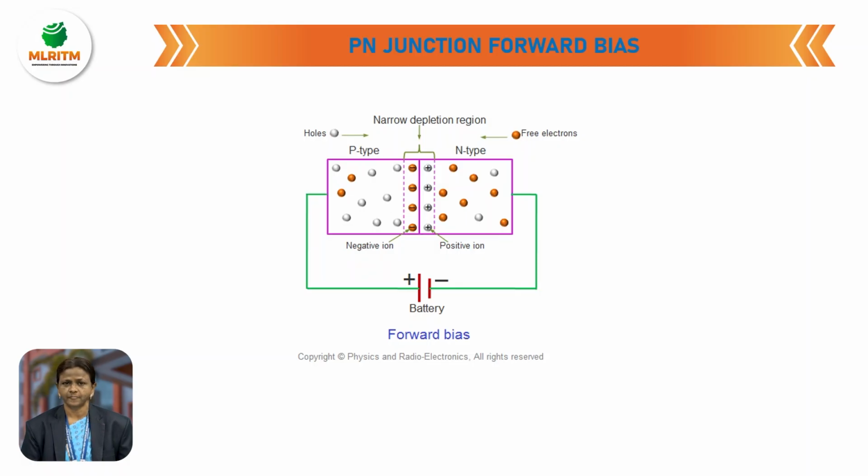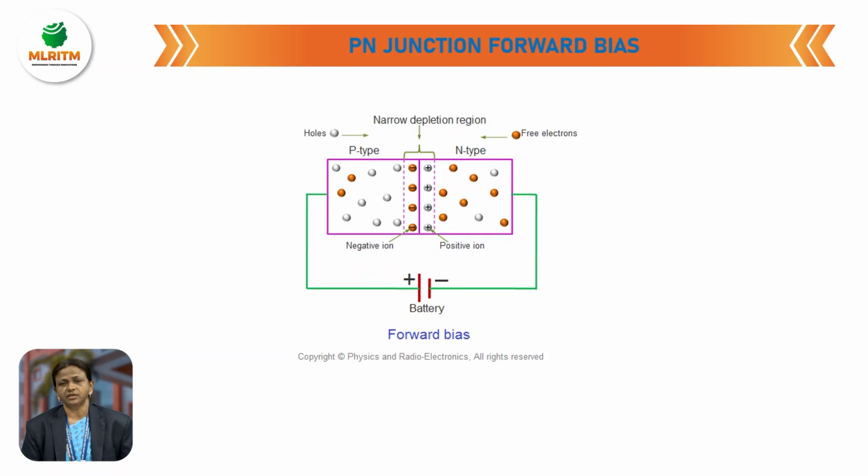In the same way, in the n region, majority charge carriers are electrons. Electrons contain negative charge. These electrons are repelled by the negative terminal of the battery, and these electrons move towards the junction. Some of the electrons cross the junction, then they become negatively charged immobile ions.